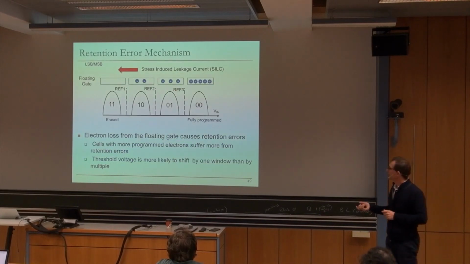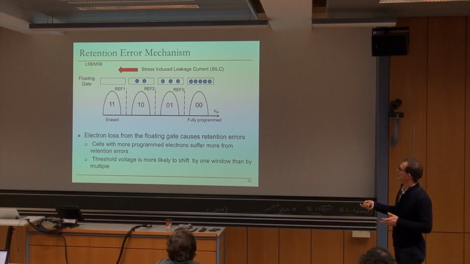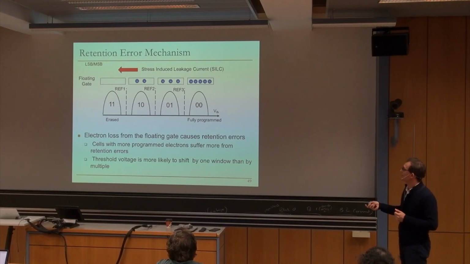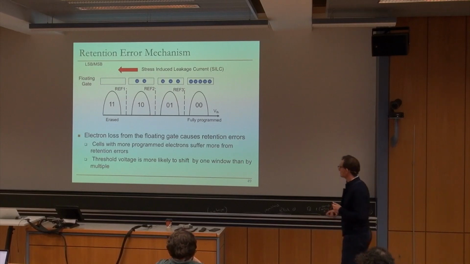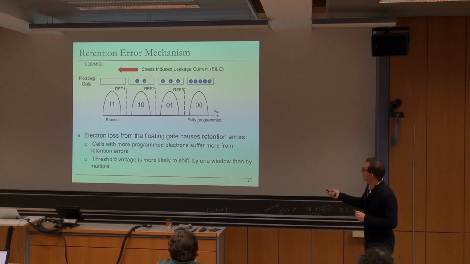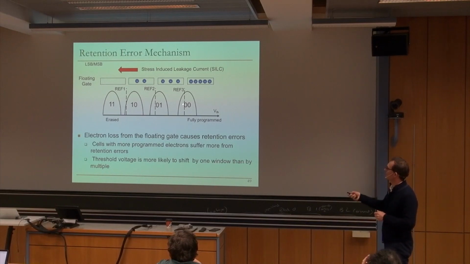So what is the retention error mechanism in flash? It's charge loss. It's nothing fancy. You basically lose electrons from the floating gate, and that causes retention errors. And it turns out cells with more programmed electrons suffer more from retention errors. And the threshold voltage that you have is more likely to shift by one window than multiple. And that's hopefully obvious also. Basically what you have is stress-induced leakage current that you have ongoing constantly. And this is what happens. Your threshold voltage distributions shift to the left. And once they shift to the left, your read reference voltage doesn't work well, as you can see over here.